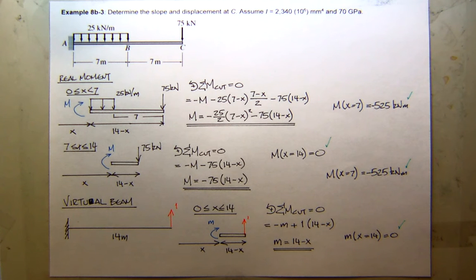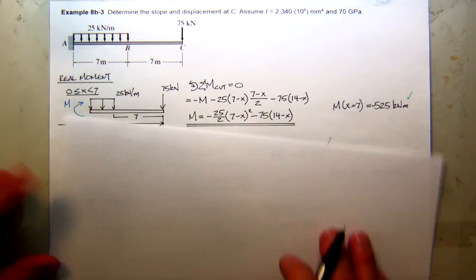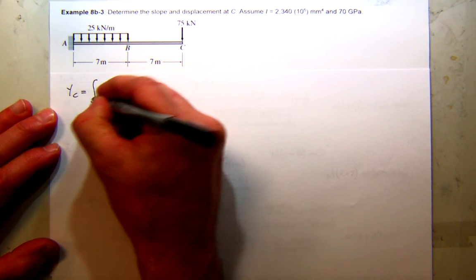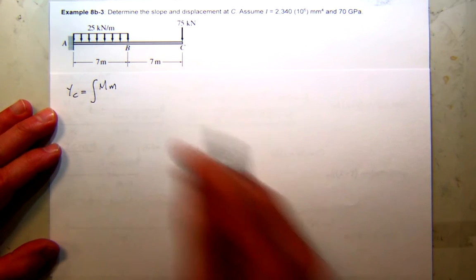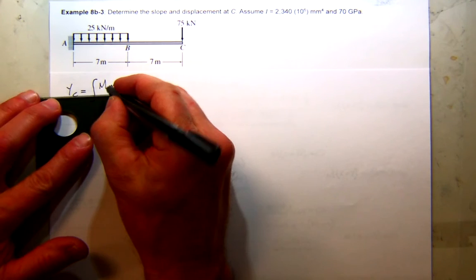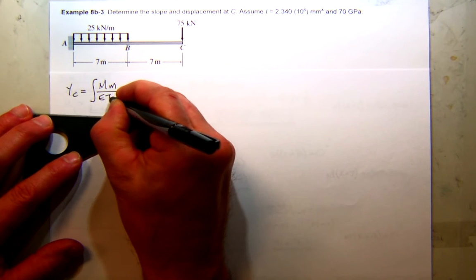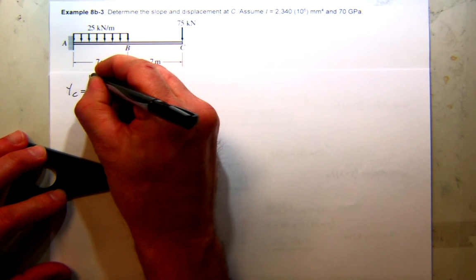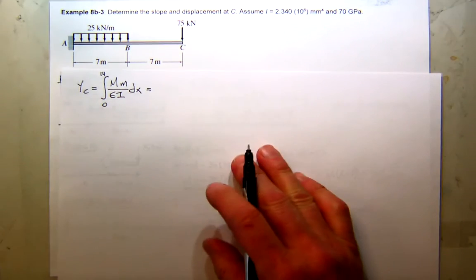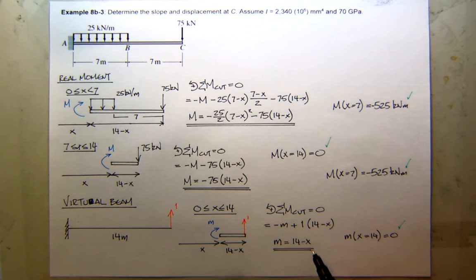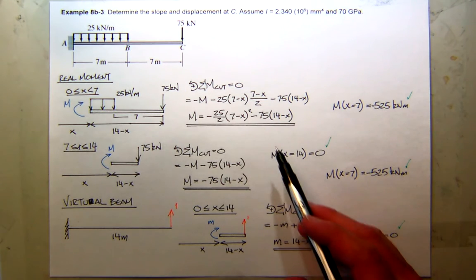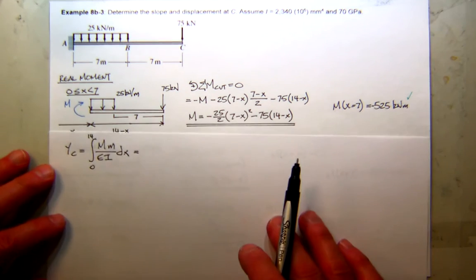The last thing I have to do is piece these things together. So now, if I want to find the displacement at C, I'm going to integrate the real moment times the virtual moment divided by EI. And normally it would be between 0 and 14. Now, my virtual moment does go from 0 to 14, but my real moment doesn't. It goes from 0 to 7, and then from 7 to 14. So I'm going to have to break it up into 2 pieces.